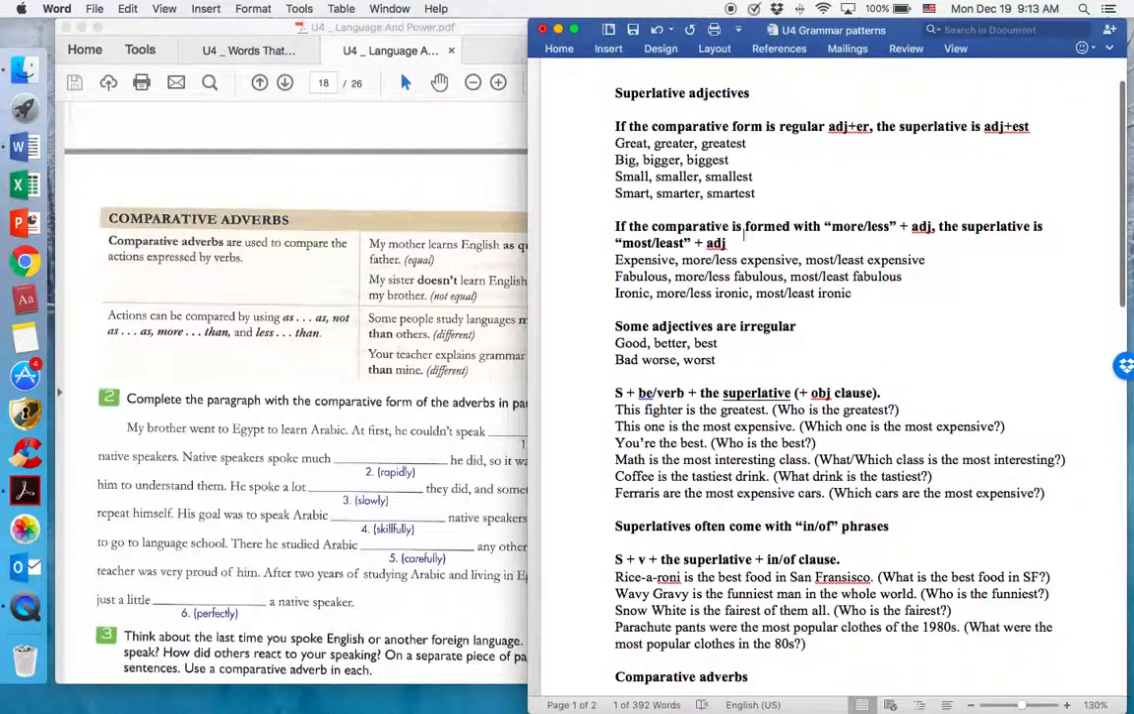And then with superlative adjectives, remember your adjective rules for regular adjectives, which are the shorter ones. Add er for comparative, est for superlative. Don't forget the 'the'. And then for your longer adjectives, don't add er and est, but rather more or less, the most, the least expensive, and then a couple irregular forms should do you.